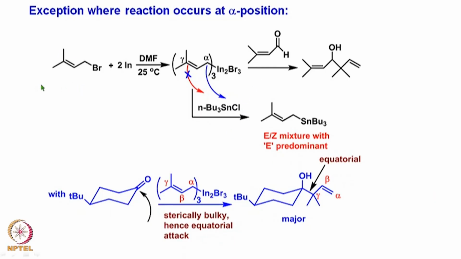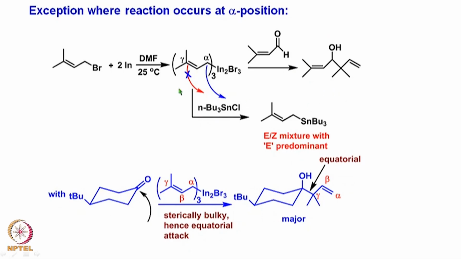For example, if we take an allyl halide of this type and react with indium, which will in situ form this type of indium species, and if we react it with this particular alpha beta unsaturated aldehyde, then the reaction occurs from the gamma position to this aldehyde, leading to the formation of this type of product.